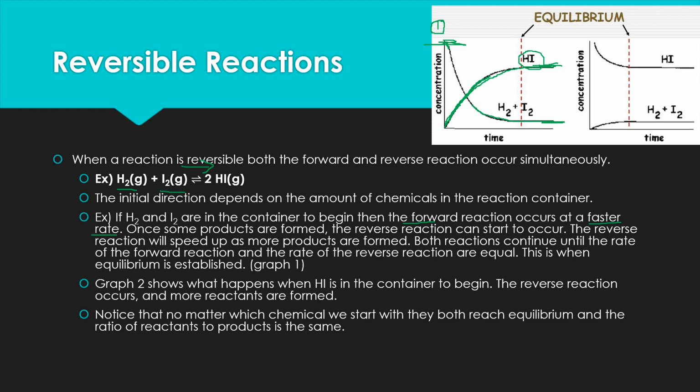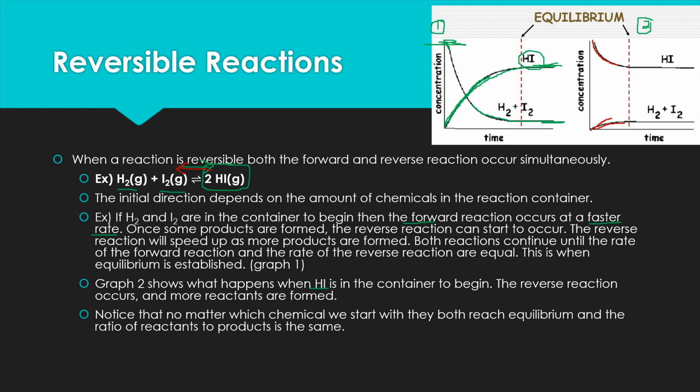Now if we look at the second graph, let's call this number 2. Graph 2 shows what happens when HI is in the container to begin. So a little bit different situation. We start with an empty container and we put HI in there. So we're putting product in there. Well, that means that our reverse reaction is going to start out fast. So the reverse reaction occurs first. We're going to use up some of that HI and we're going to make some H2 and I2. Those are going to increase as more reactants are formed.